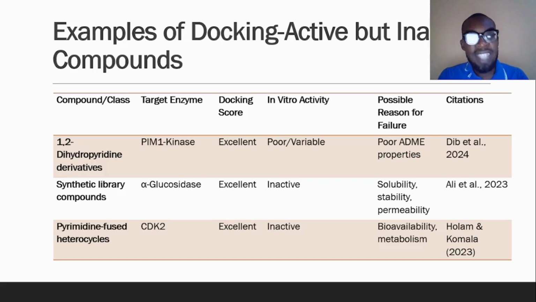So there are times when you can carry out docking and you get excellent docking scores. But when you carry out the experiment in vitro, you get results that are just opposite of what you got. And a lot of times that is due to poor ADME properties.